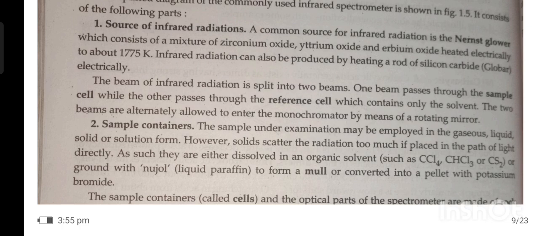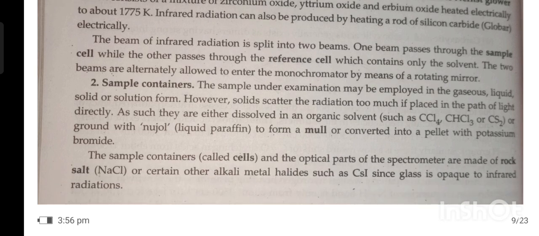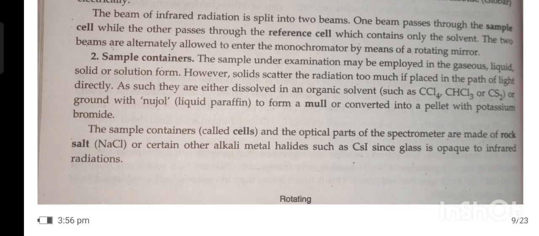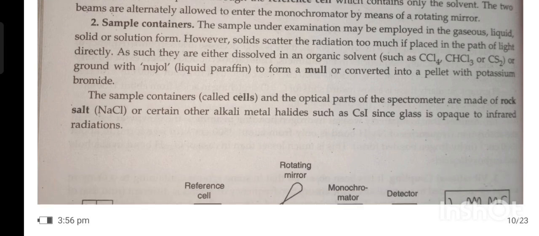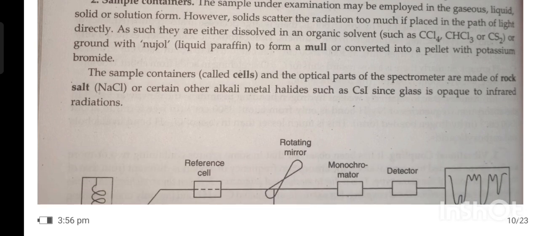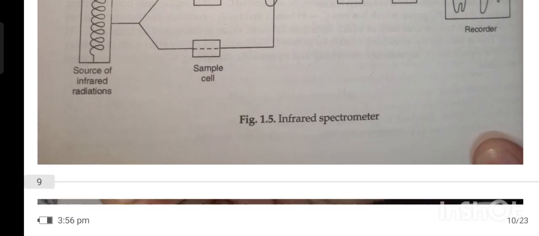Second, sample container. The sample under examination may be employed in gaseous, liquid, solid, or solution form. However, solids scatter the radiation too much if placed in the path of light directly. As such, they are either dissolved in organic solvents such as CCl4, CHCl3, or CS2, or ground with Nujol, liquid paraffin, to form a mull, or converted into a pellet with potassium bromide. The sample container and the optical parts of a spectrometer are made of rock salt or certain other alkali metal halides such as CsI, since glass is opaque to infrared radiation.